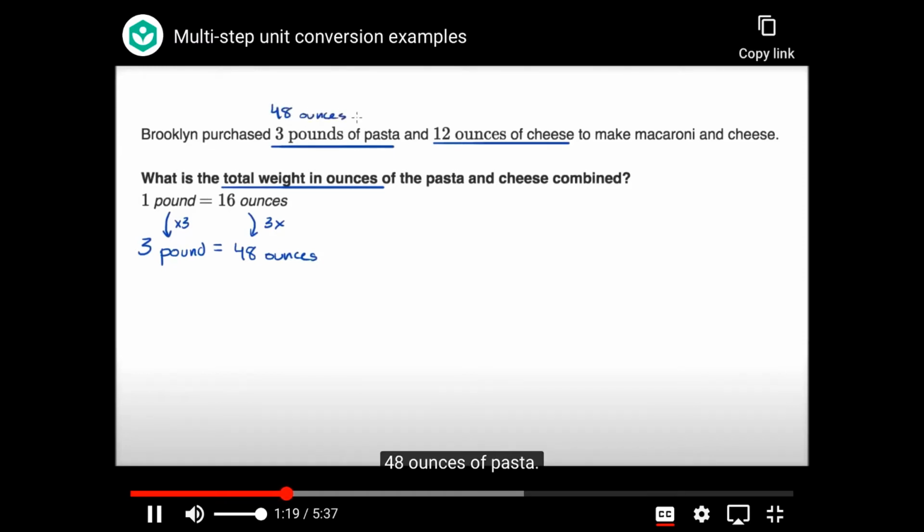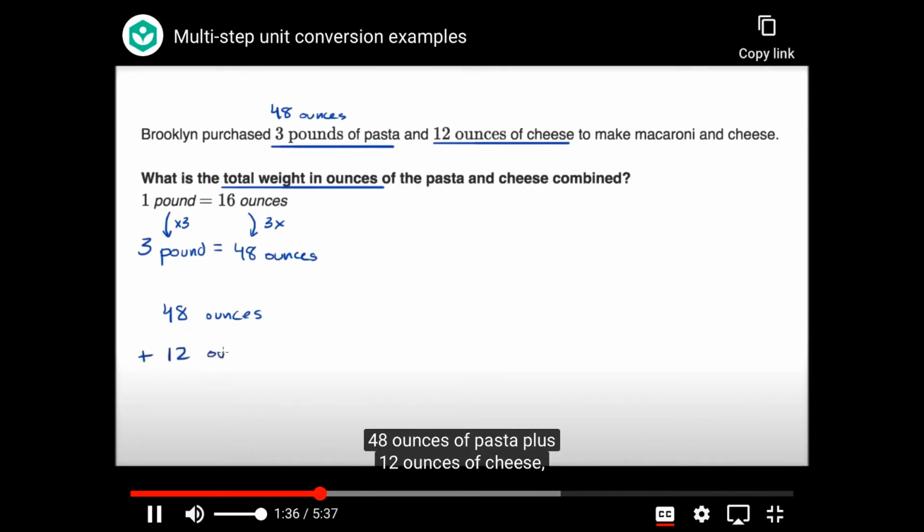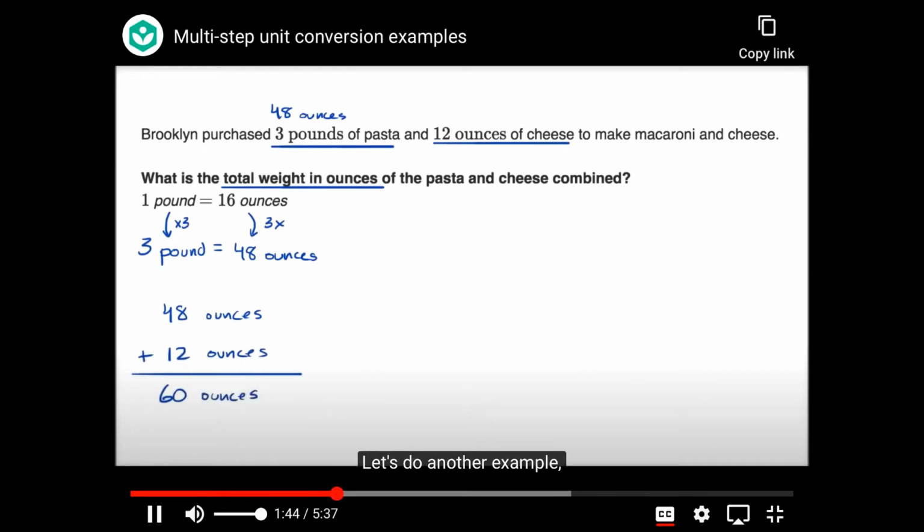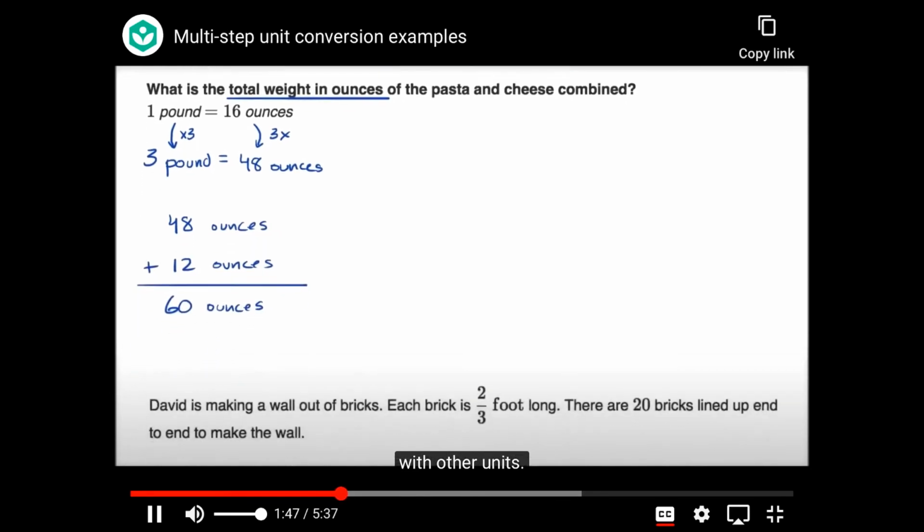So Brooklyn, the 3 pounds of pasta that she purchased, that can also be viewed as 48 ounces of pasta. So she has 48 ounces of pasta and 12 ounces of cheese. So what is the total weight in ounces of them combined? Well, it's going to be 48 ounces, plus the 12 ounces of cheese. 48 ounces of pasta plus 12 ounces of cheese give us a total of 60 ounces of pasta and cheese combined. Let's do another example with other units.